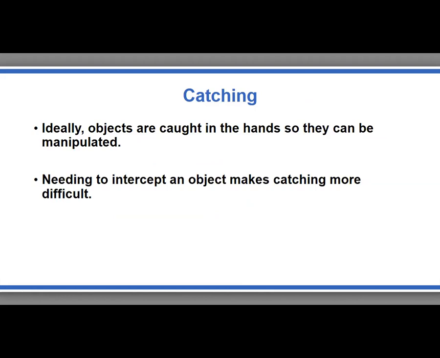Catching: ideally, objects are caught in the hands so they can be manipulated. Needing to intercept an object makes catching more difficult. It's one thing if someone throws something to you right where you want it to be. Intercepting something that's on a different trajectory makes it more difficult, right?